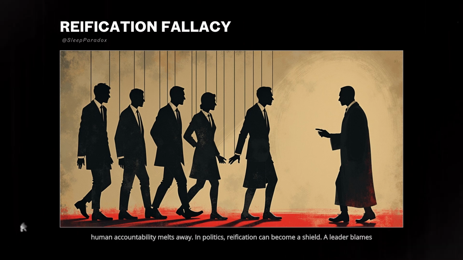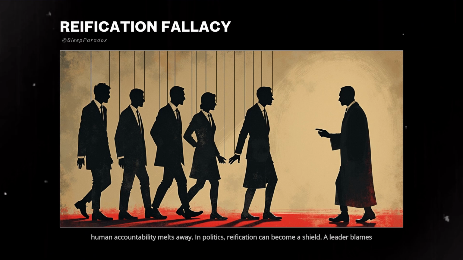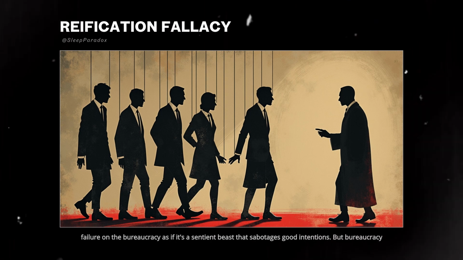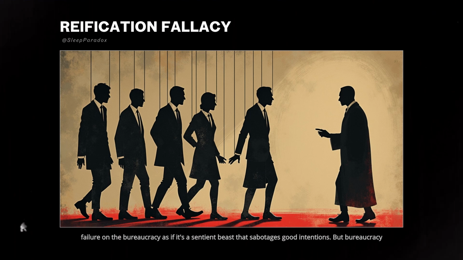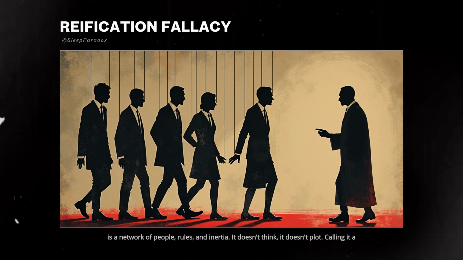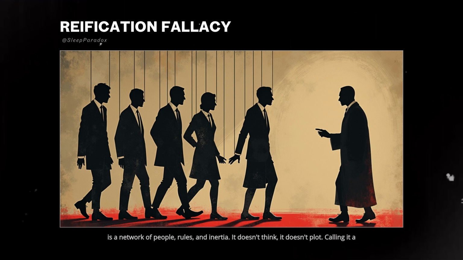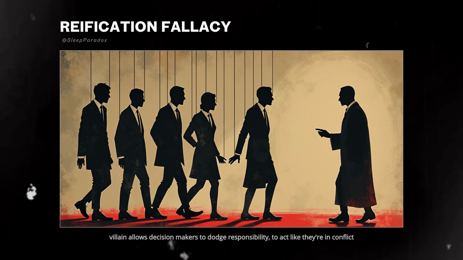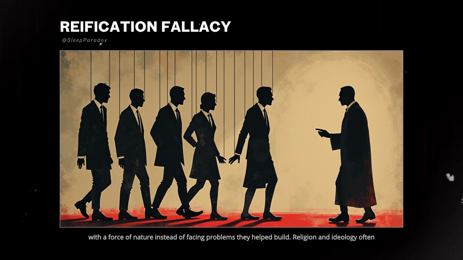In politics, reification can become a shield. A leader blames failure on the bureaucracy, as if it's a sentient beast that sabotages good intentions. But bureaucracy is a network of people, rules, and inertia. It doesn't think. It doesn't plot. Calling it a villain allows decision-makers to dodge responsibility, to act like they're in conflict with a force of nature, instead of facing problems they helped build.